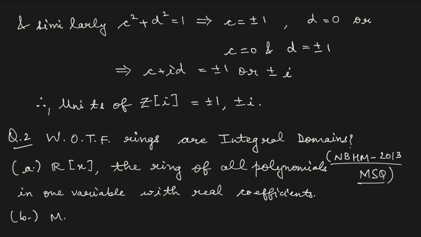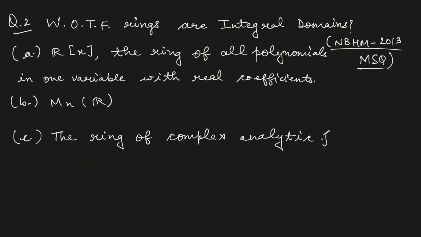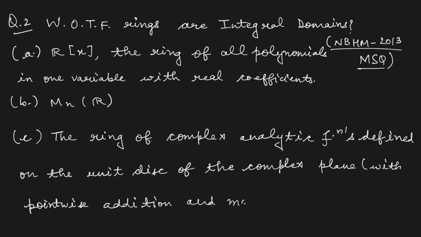B part: M2(R). C part: the ring of complex analytic functions defined on the unit disk of the complex plane, with pointwise addition and multiplication as the ring operations.